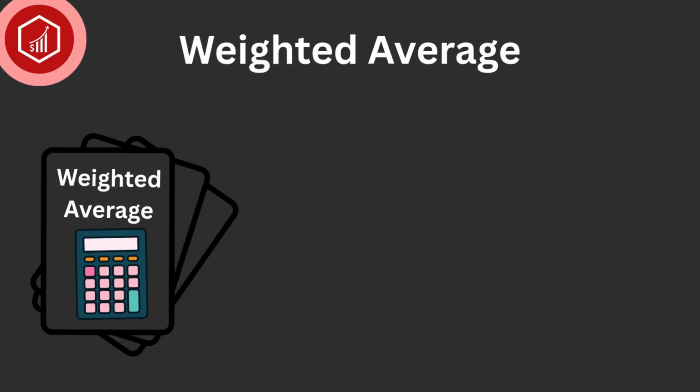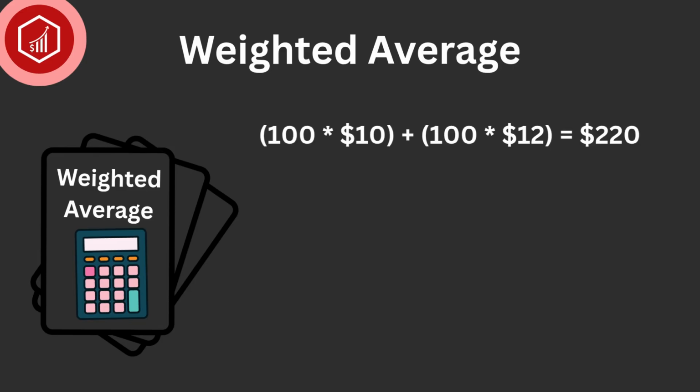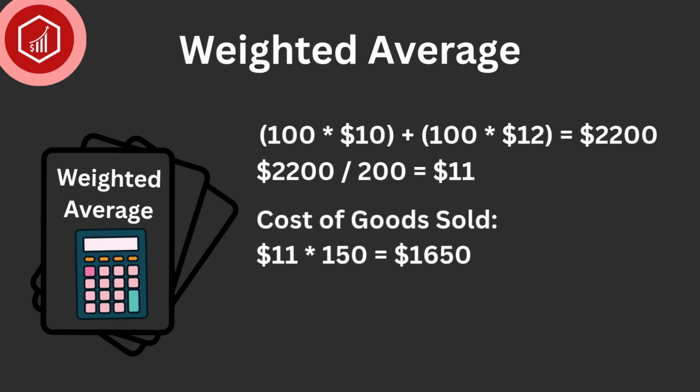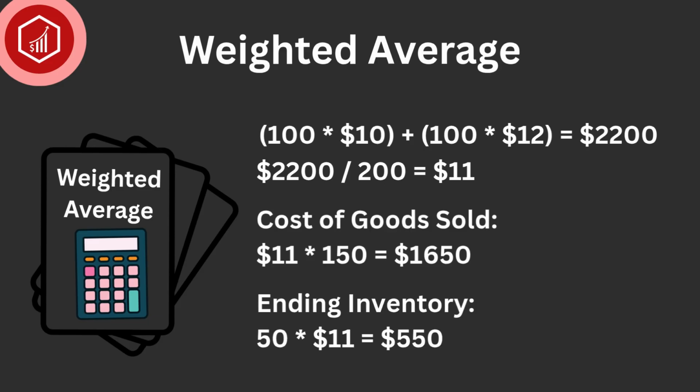And last, the weighted average cost. Here we take the total cost of goods available. So we sum them up. 100 times the $10 plus 100 times the $12. So in total we spend $2,200 on the 200 suitcases. And now we divide it by the total units available. So 2,200 divided by 200. That gives an average cost per unit of $11. We then assign $11 to each of the 150 units sold and to each of the 50 units remaining. Weighted average is simple and smoothes out price fluctuations.